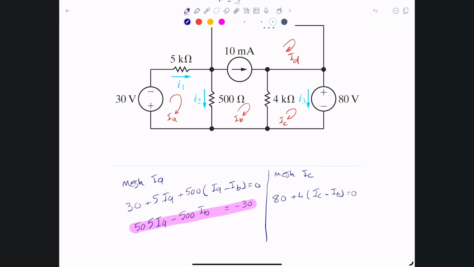So I basically clean it. It's negative 4 IB plus 4 IC equals negative 80. And that's basically the second equation. And you should pay attention to the units.